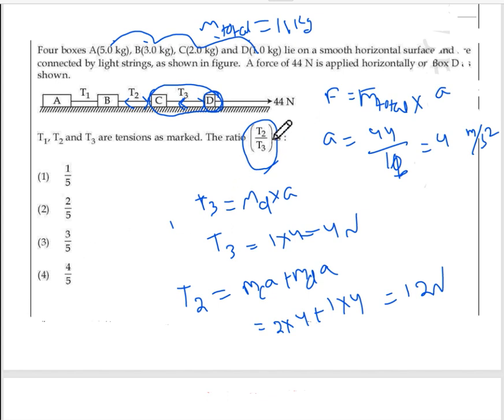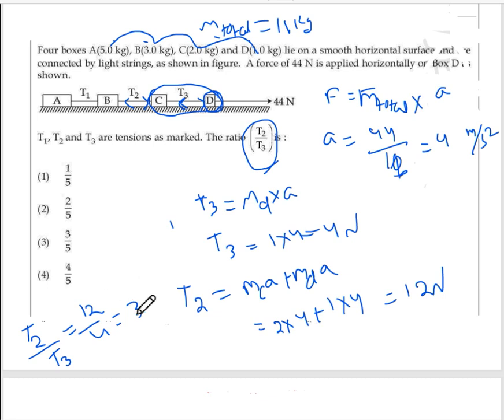Now, the question is saying to find the ratio between T2 and T3. So it will become 12 by 4, which is 3.